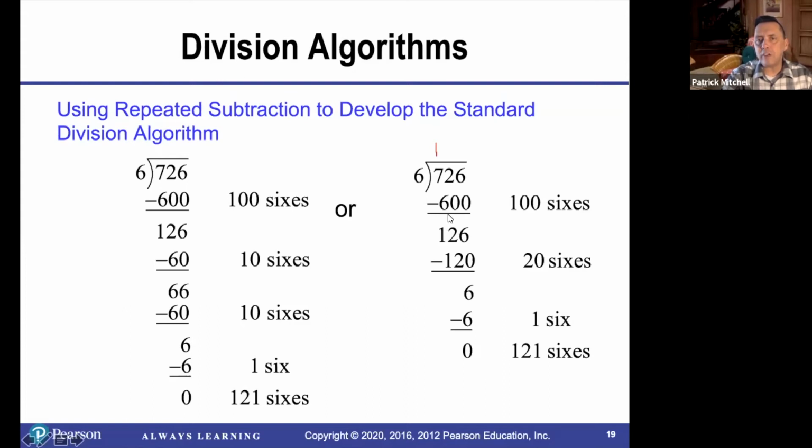6 goes into 12 2 times. Notice we are in the tens place, so that represents 20 sixes. 2 times 6 is 12. Put a 0 on there to remind me it represents 120. And then 126 minus 120 is 6. 6 goes into 6 1 time. 1 times 6 is 6. 6 minus 6 is 0.